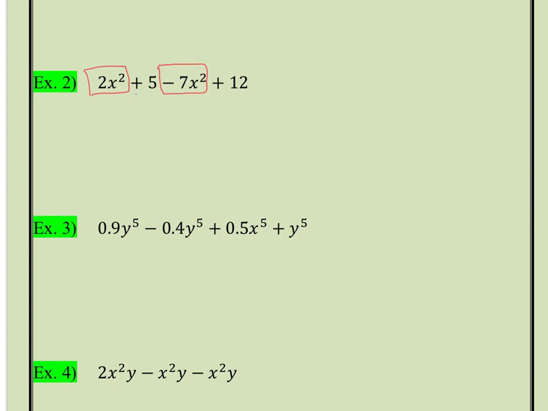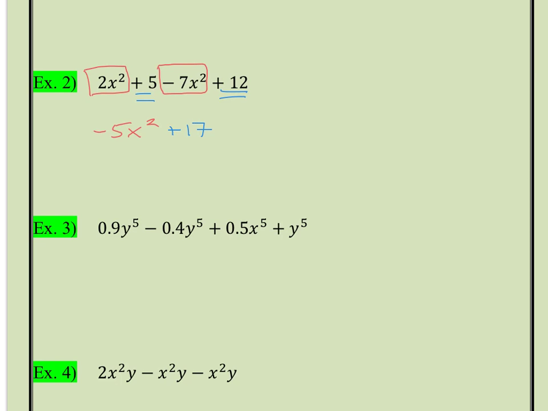And then the next term is 5, and it's a constant. All constants are like terms, positive or negative. So this 12 is also a constant, so it's considered a like term to any other number, positive, negative, or 0. And so when you add 2x squared to a negative 7x squared, 2 plus a negative 7 is a negative 5x squared, and then 5 plus 12 is 17. So we have a plus 17.